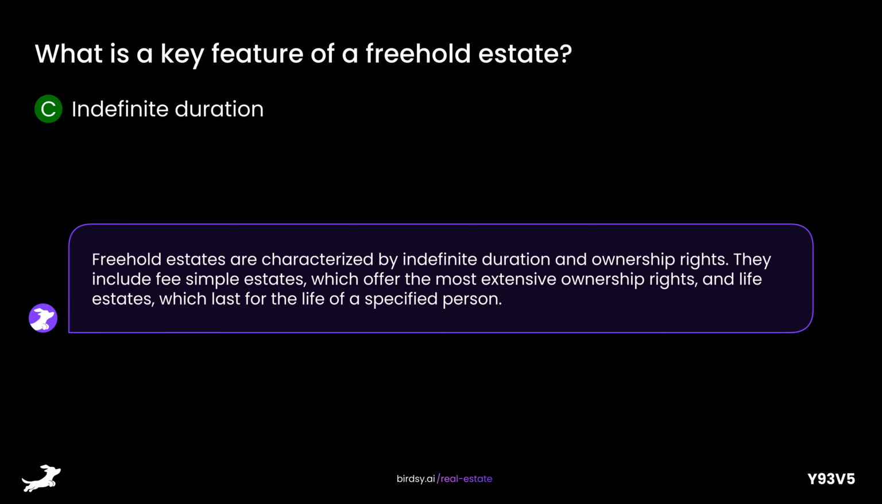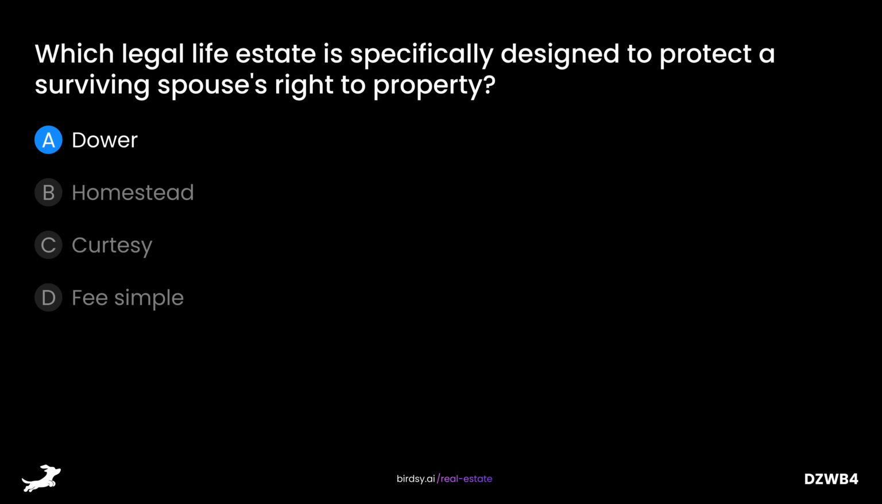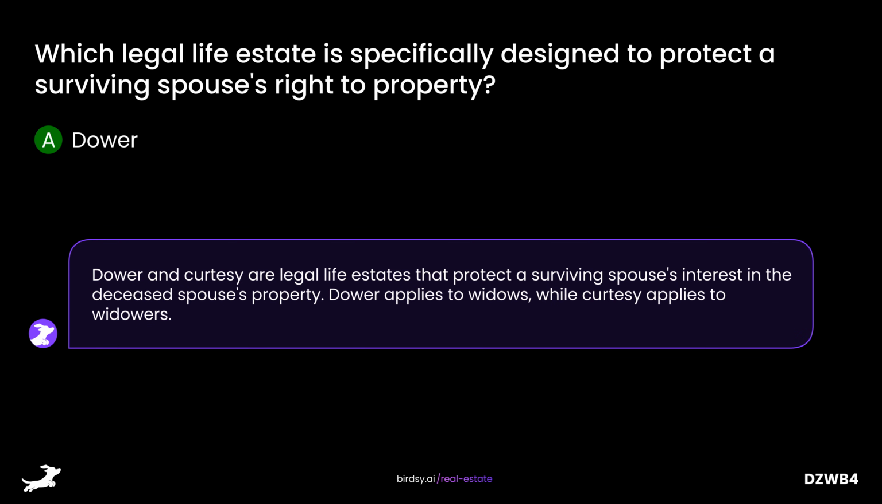Which legal life estate is specifically designed to protect a surviving spouse's right to property? Is it A, Dower, B, Homestead, C, Curtesy, or D, fee simple? The answer is A, Dower. Dower and Curtesy are legal life estates that protect a surviving spouse's interest in the deceased spouse's property. Dower applies to widows, while Curtesy applies to widowers.